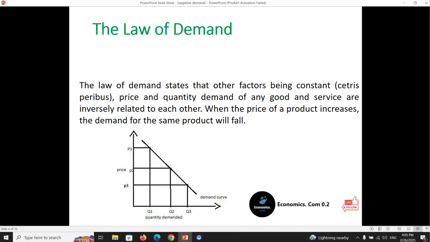Let's see the graph shown in the slides. The y-axis represents the price of the product, which increases as we move upward. The x-axis represents the quantity demanded, which increases as we move to the right. The downward sloping demand curve visually illustrates the inverse relationship between price and demand. As price falls, demand increases, and as price rises, demand falls.